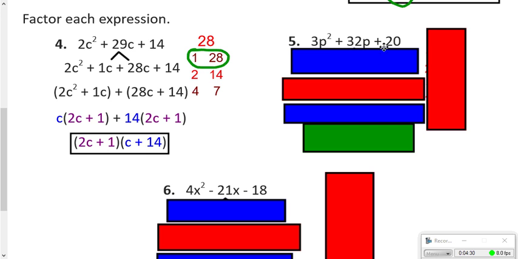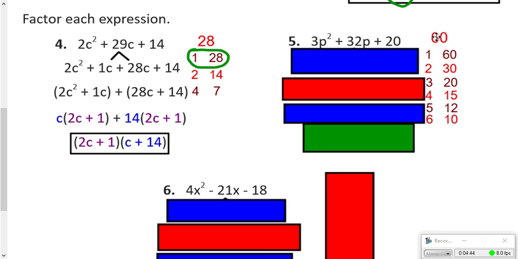Let's move on to number 5. Same concept. We're looking at 3p squared plus 32p plus 20. There is not a greatest common factor, so we begin our AC method. A is 3, c is 20. 3 times 20 will become 60. What are the factors of 60 that will add to 32?